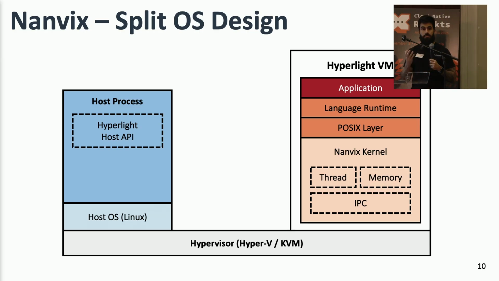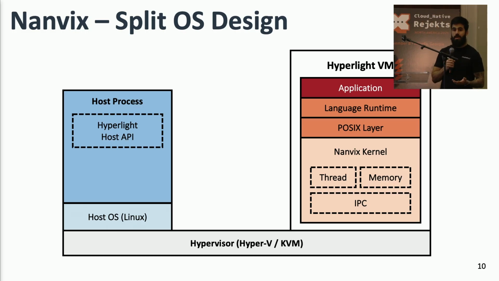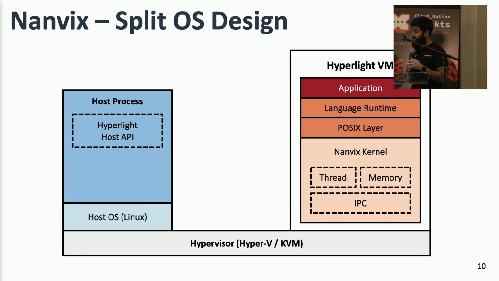Then the Nanvix kernel can do a bunch of stuff: it can provide thread management and memory management, all locally inside your Hyperlight virtual machine. And with that, you can do way more than you could with vanilla Hyperlight. But still, maybe you want access to external resources, such as a file system, an Azure Blob Storage, or something like that.